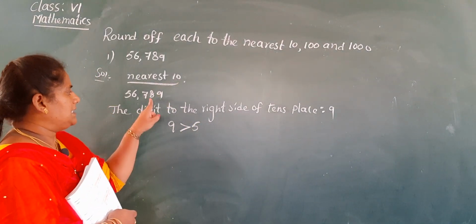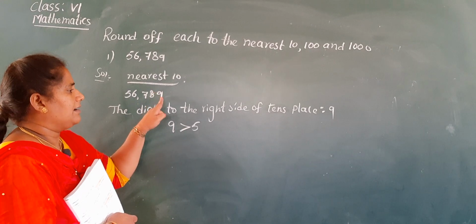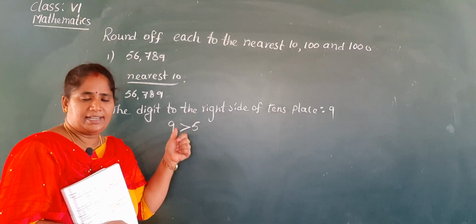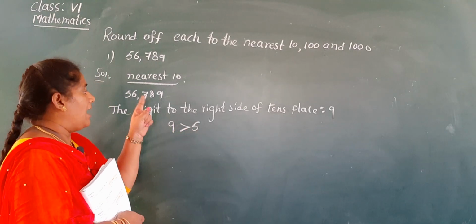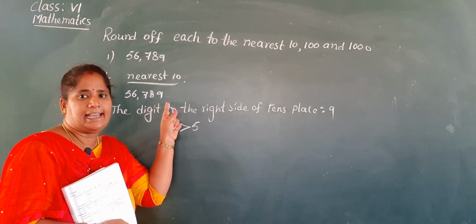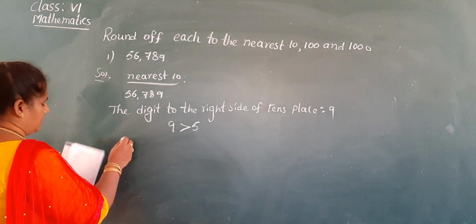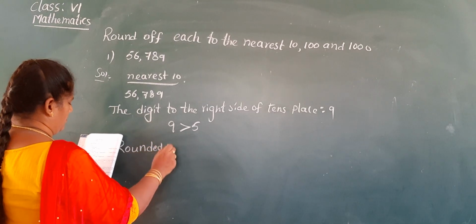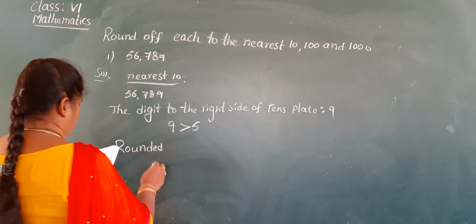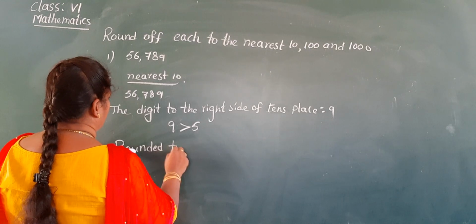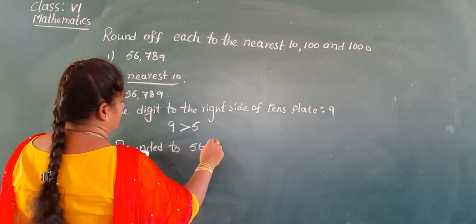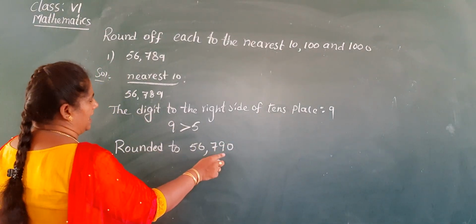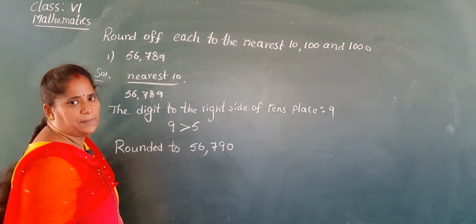Okay, nearest tens means, see the digit on the right side of the tens place, 9. That is greater than 5. If the digit is greater than 5, you add 1 to the tens place and keep 0 in the units place. So this number is rounded up, rounded to 56,790. Okay? 8 plus 1 is 9, and keep 0 in the units place.